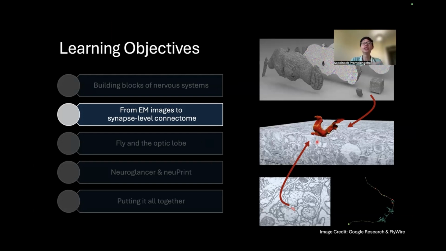And of course, once you do this for 10,000 neurons or whatever, they created tools like Neuroglancer and neuPrint to analyze how neurons look in 3D space and how they connect with each other. So, which is what we're going to analyze. That's what we're going to do.